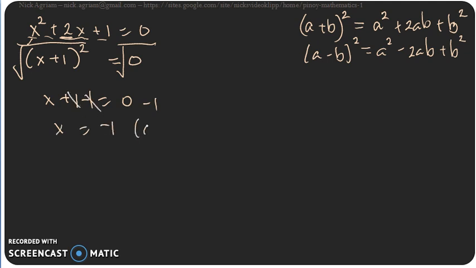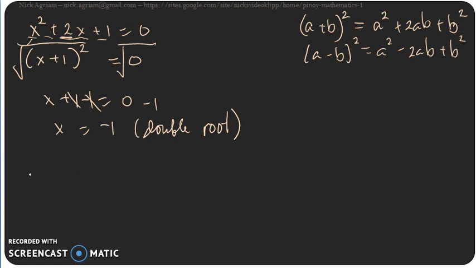This one we call double root. Okay, we have only one root, but they are in the same place, so we call it double root.